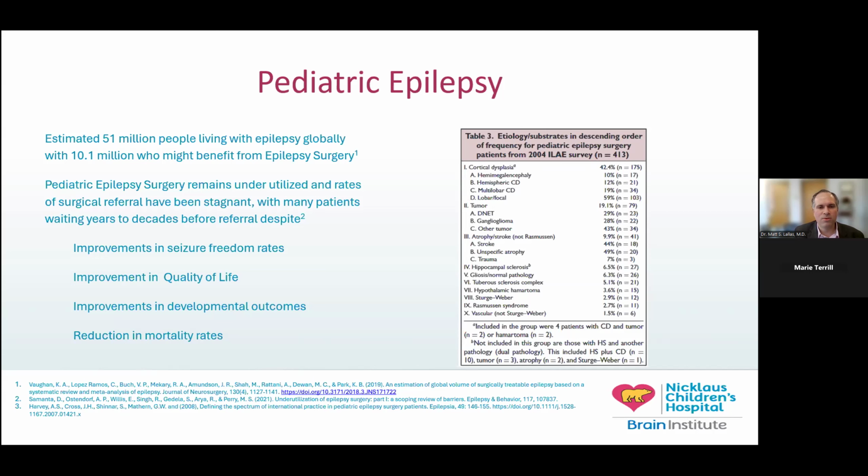Our understanding of epilepsy, of course, changes as we know more about the genetics and how that could contribute to it. But even if patients aren't getting the surgery, are they getting evaluated for it?